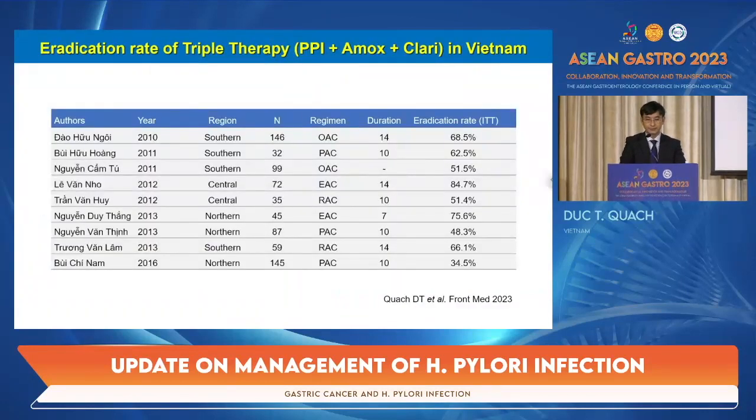We have a very difficult situation in Vietnam, and this slide shows the eradication of triple therapy using PPI, amoxicillin, and clarithromycin over the last 10 years. And you see here that over time, we have a very, very low eradication rate of Helicobacter pylori using this triple therapy. And this is the real world audit data.